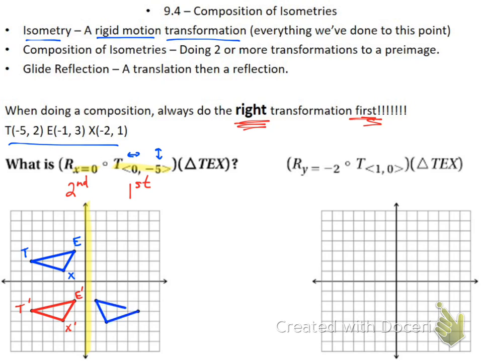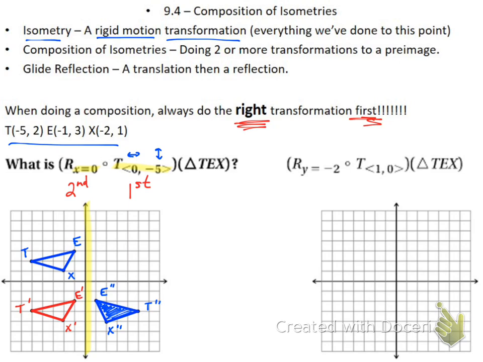So here is my TEX double prime, with 2 little apostrophes with it. And so that's my final image right here. That's my final answer, just colored in to show that it's my final image.